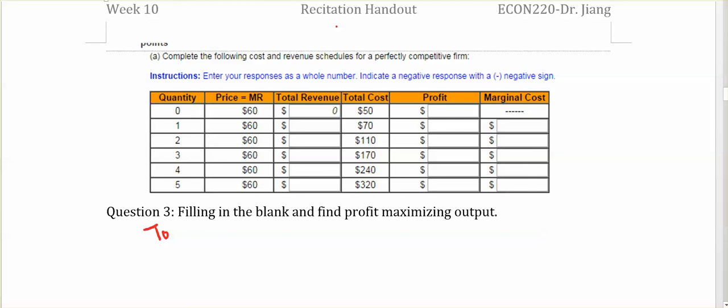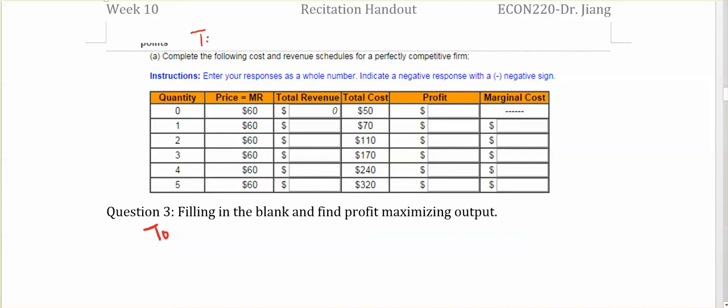The third question is still about the competitive firms. So in this practice, we want to get familiar with the relationship between the profit, revenue, and the costs. Before we start, let me remind you of a very important formula to connect the revenue, quantity, price, and profit together.